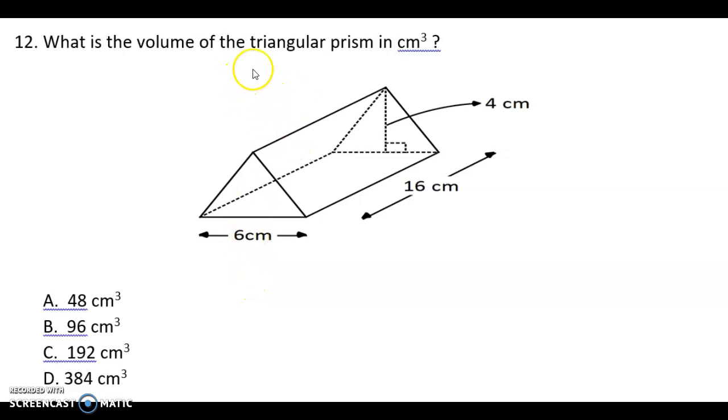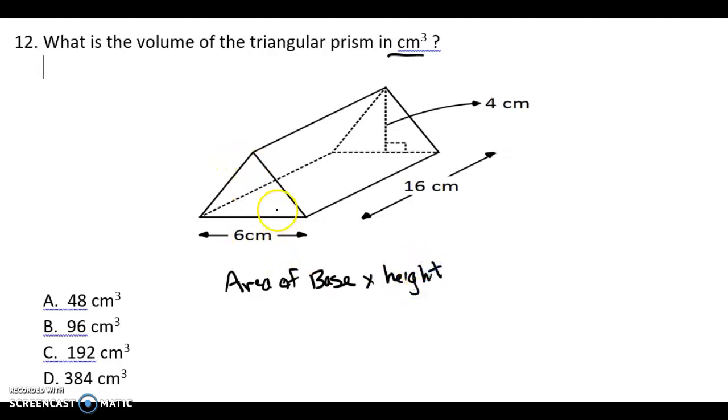In this question, we have to determine the volume of a triangular prism, and we have to do so in centimeters cubed. So again, we're talking about a prism, so what we're looking for for the volume is the area of the base multiplied by the height.